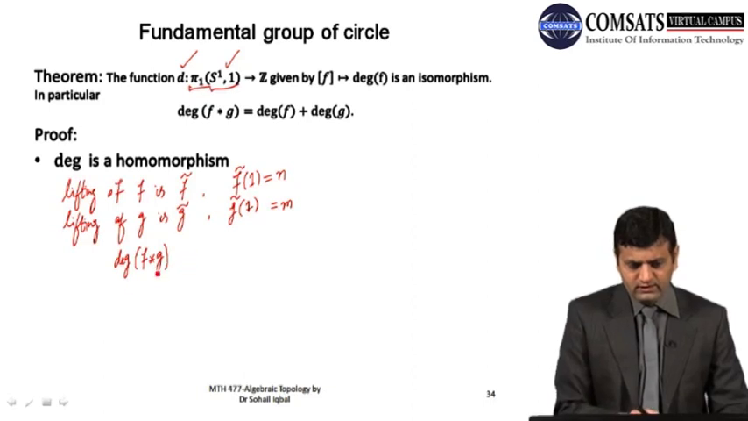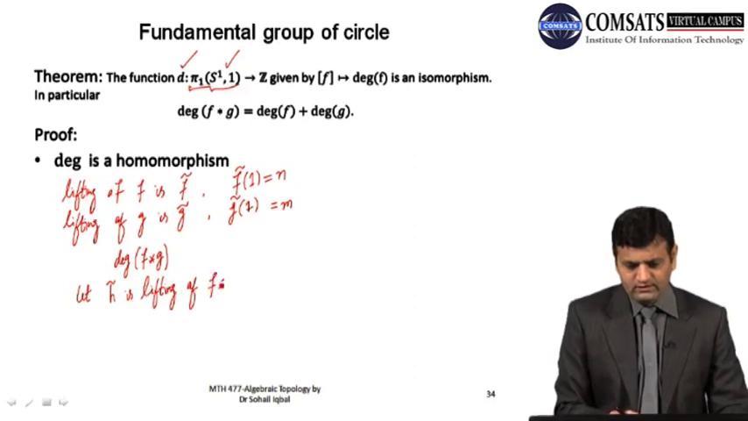Okay, so let h tilde be the lifting of f star g. If we want to calculate the degree of f star g, then we should know the lifting of this. So we can calculate the degree of f star g to be h tilde of 1, and what we want to show is that h tilde of 1 is equal to m plus n.